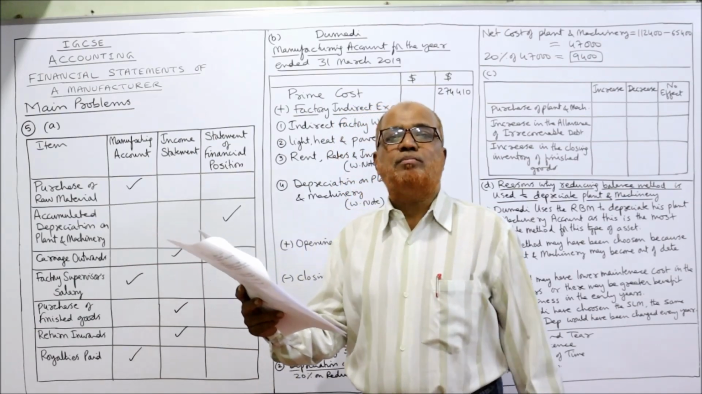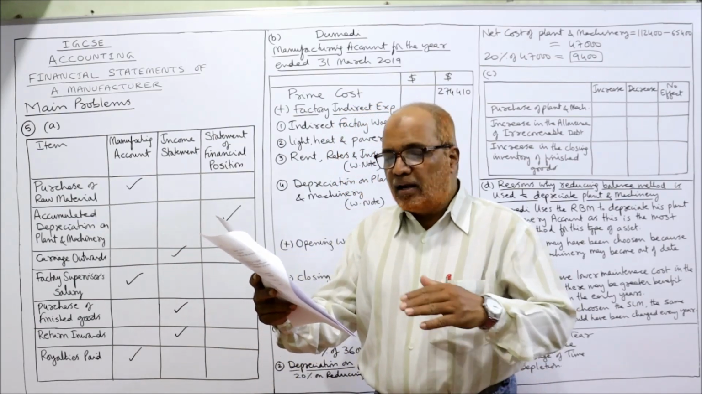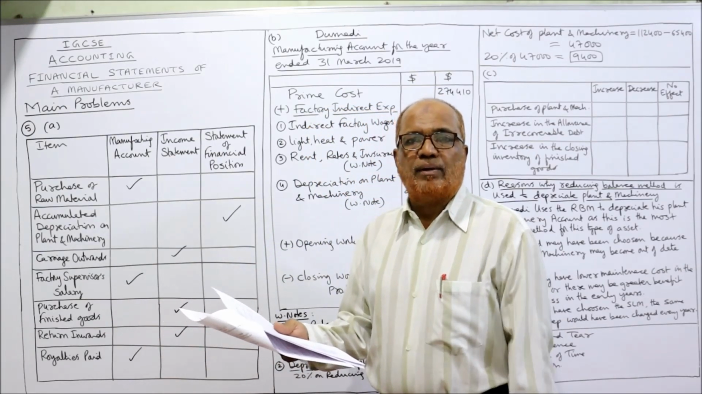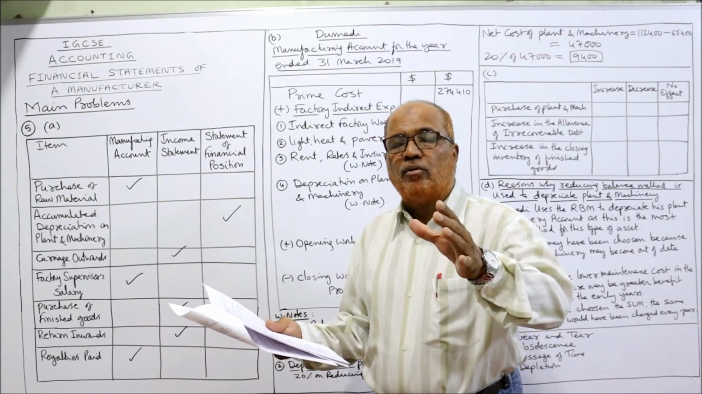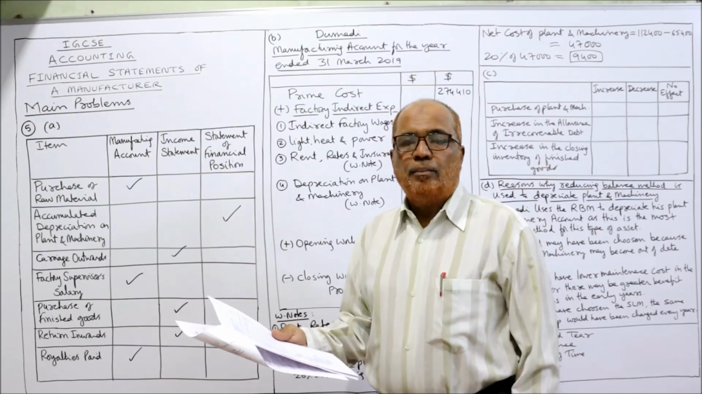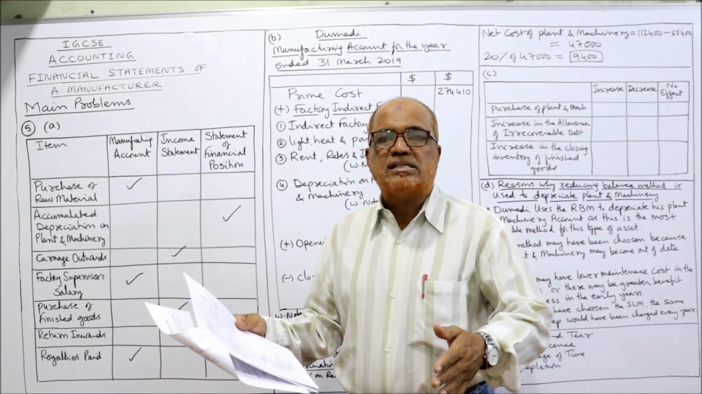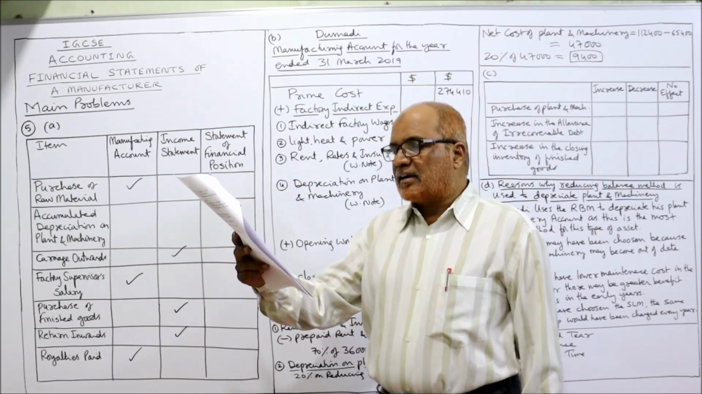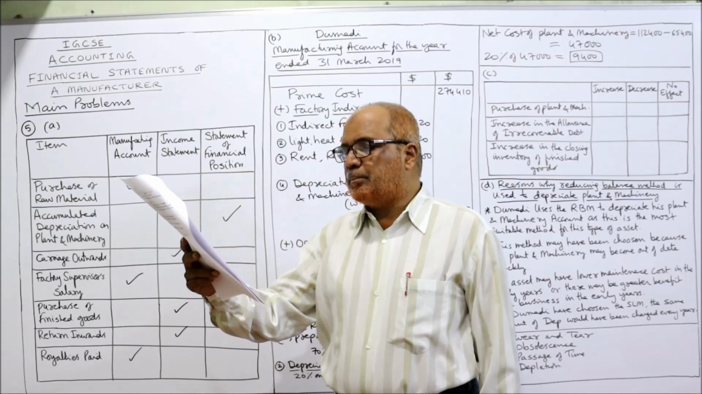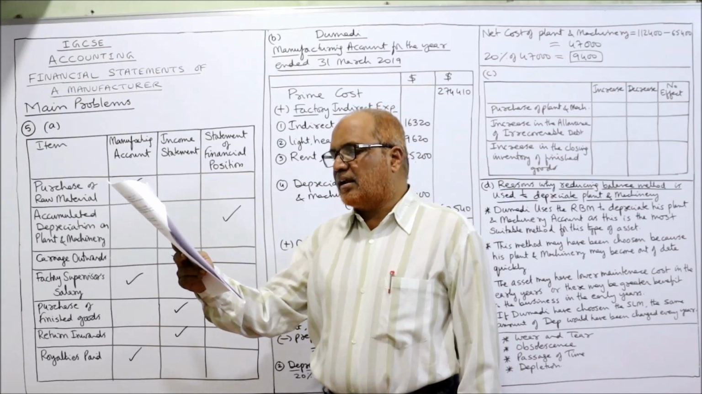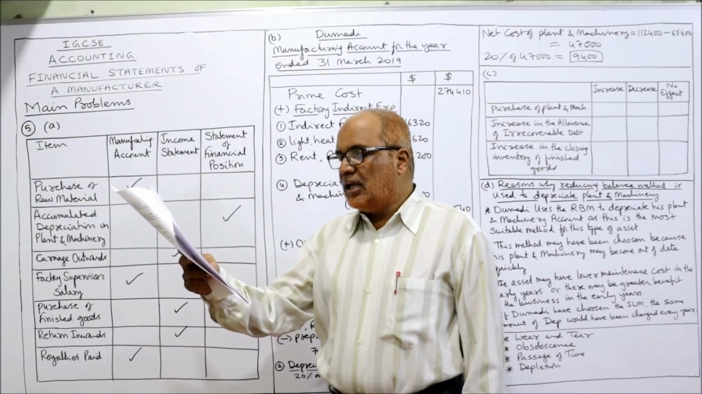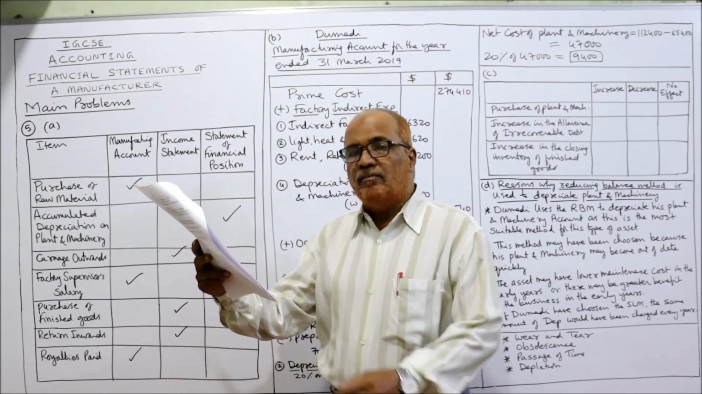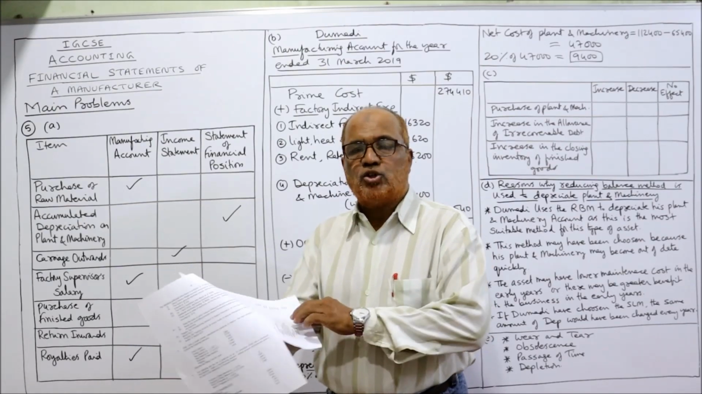Beginning of the year 1st April 2018, end of the year 31st March 2019. So at the end of the year, what are the balances? Prime cost is directly given. So we are not concerned with opening raw material and closing raw material, because while calculating prime cost, we have considered the inventory of raw material. Then indirect factory wages, factory light, heat and power, other receivables, rent rates and insurance, inventories. These are the closing inventory: inventory of raw material, inventory of work in progress and inventory of finished goods.